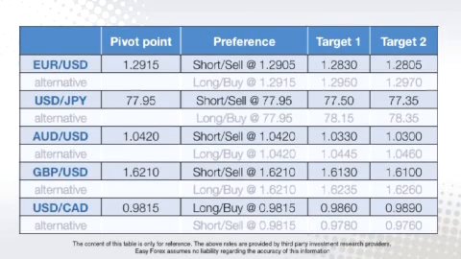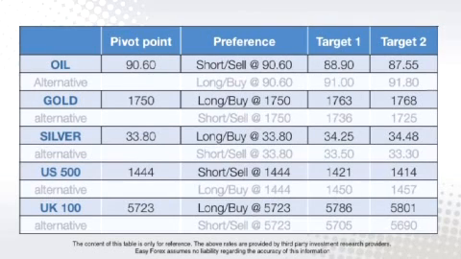Looking at commodities and indices now. The oil pivot point is at 90.60 with a preference to enter in short positions at 90.60. The gold pivot points at 1750 with a preference to enter into long positions at 1750. The silver pivot point is at 33.80 with a preference to enter into long positions at 33.80. The US 500 is at 1444 with a preference to enter into short positions at 1444. And the UK 100 is at 5723 with a preference to enter into long positions at 5723.